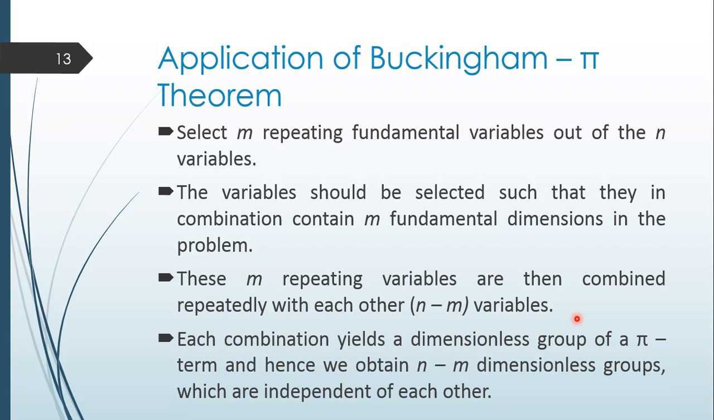We will have to select m repeating variables in such a way that those variables implicitly contain the fundamental dimensions. These m repeating variables are then combined repeatedly with each of the n minus m variables. Each combination yields a dimensionless group, or pi term, and hence we obtain n minus m dimensionless groups. So this is how we know the number of dimensionless groups in advance. n is the number of variables affecting the phenomena, and m is the number of fundamental dimensions in the equation. So we will have n minus m dimensionless groups, and we know this in advance.